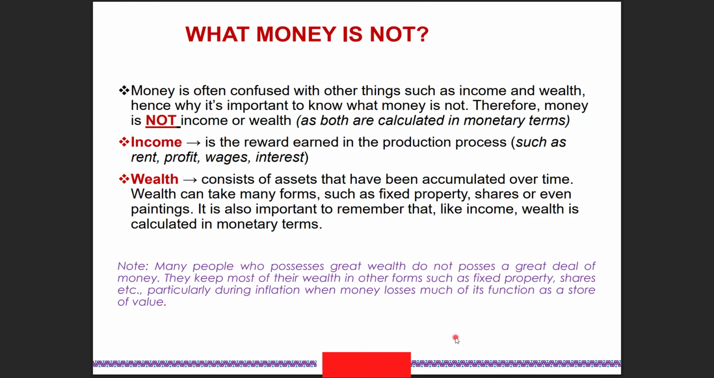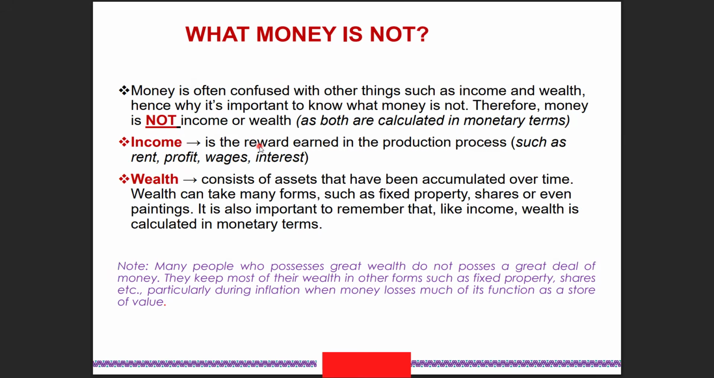So what is not money? Income. Income is not money. Income is basically the remuneration earned by the factors of production, right? And the factors of production, you know them: land, and land earns rent; entrepreneurship earns profit; labor earns wages; and capital earns interest, right? These are the incomes, which are basically the remunerations or rewards earned by the factors of production in the production process.